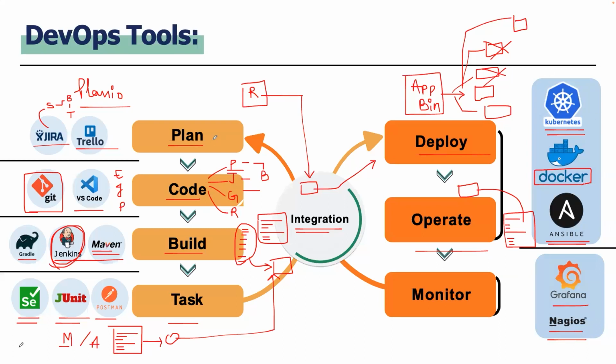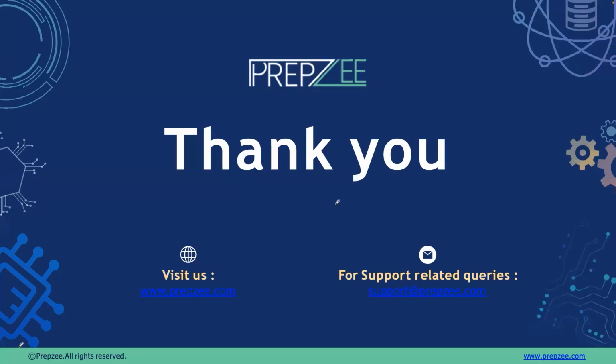And since it is going to be done in a continuous manner, that's why the symbol of DevOps is also an infinity symbol. So it is going to stop only if the application has been killed or it has been completely changed.